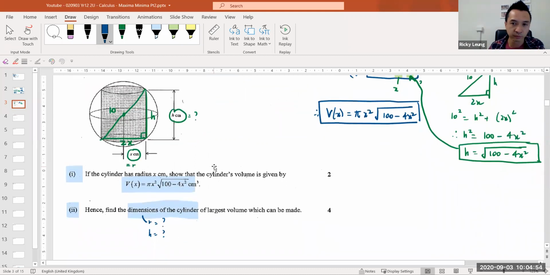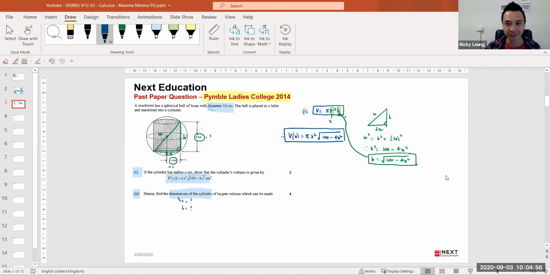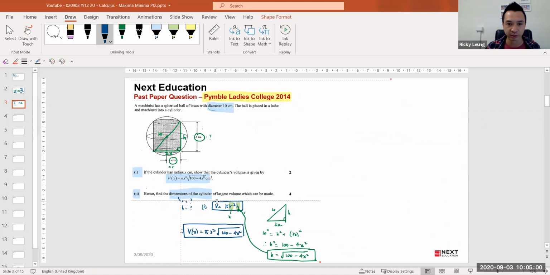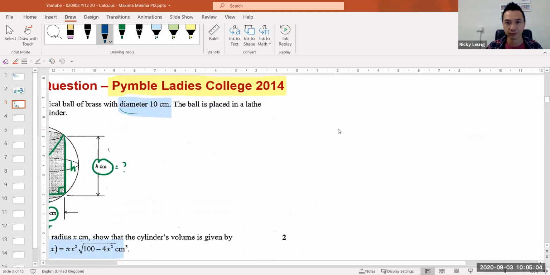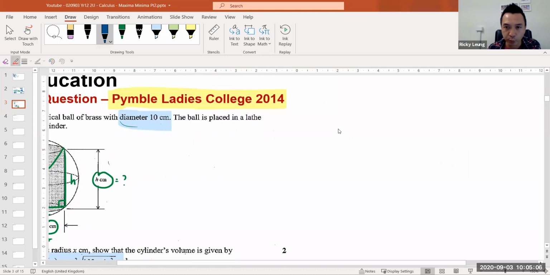Part 2. Once again, classic in terms of the framework. Let me just shift this information. In fact, maybe I'll move it down here. Buys me a lot of space. So we always begin with the equation that they gave us. So that's volume equals pi x squared times the square root of 100 minus 4x squared as a starting point.